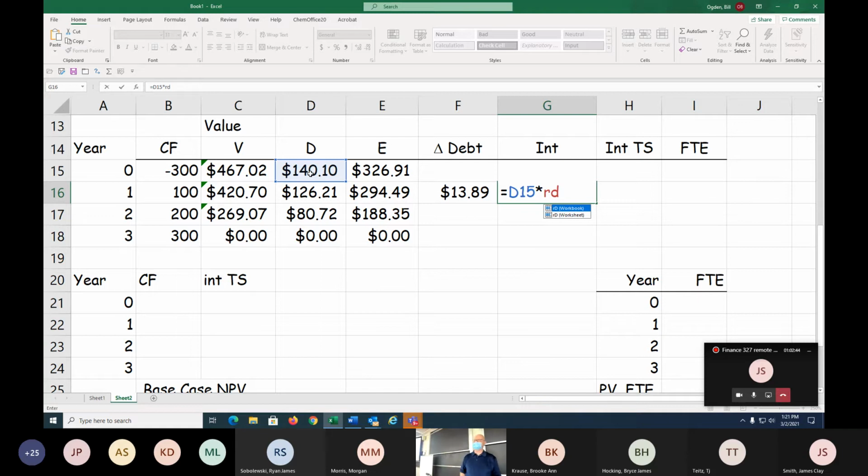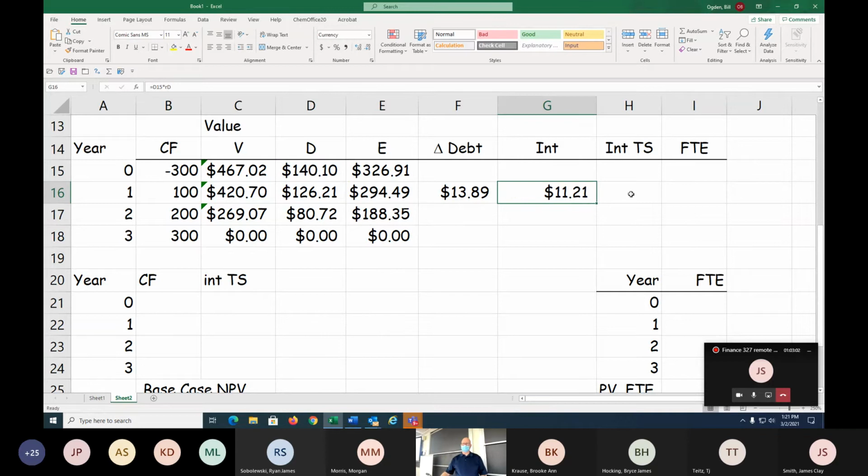What's nice about this RD? You want to set this up for a different problem? What do you do? Just change the numbers on top, change the cash flows. It goes boink. It's done. So don't type in numbers. Never type. Never, never, never. Okay, here we go. All right, RD. Interest. We got it.